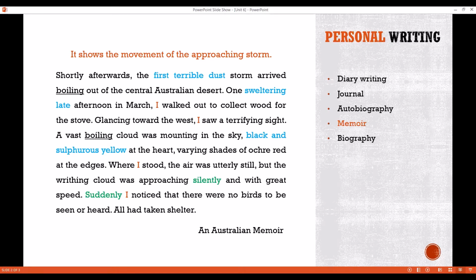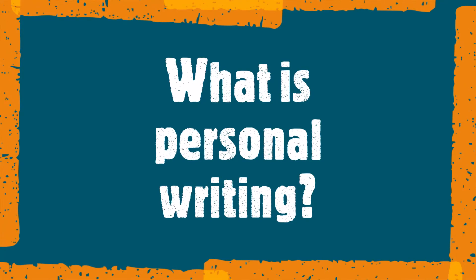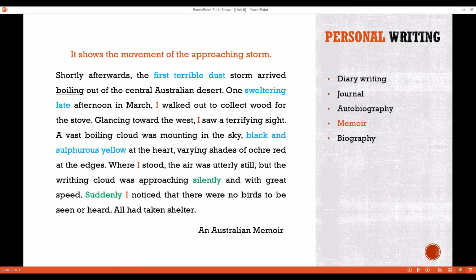There is a kind of writing that is personal writing. And under personal writing, there are a few things which we consider as personal writing. First, tell me, what do you mean by personal writing? Personal means something belongs to you, something yours. So under this topic, we have so many different text types.